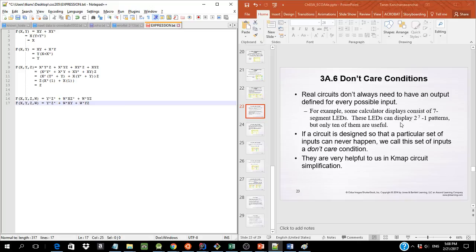Right, these LEDs can display 2 to the 7 minus 1 patterns, but you only need 10. So you have 7, right? Which is a lot, right? 2 to the 7, but you only need 10 outputs. So the rest, I don't care.